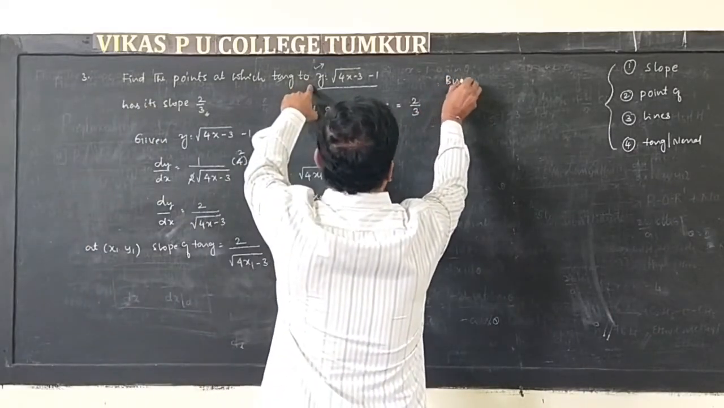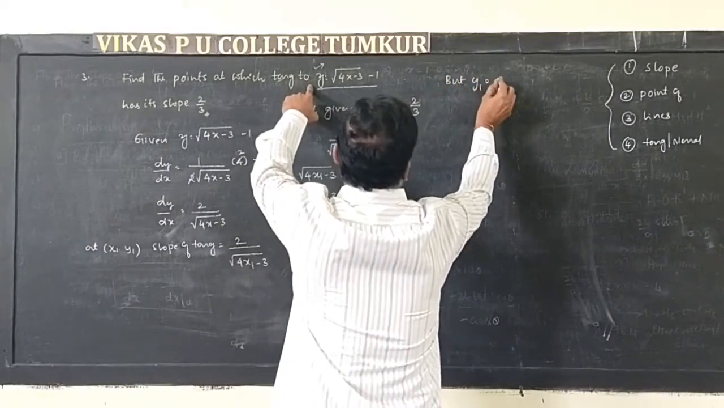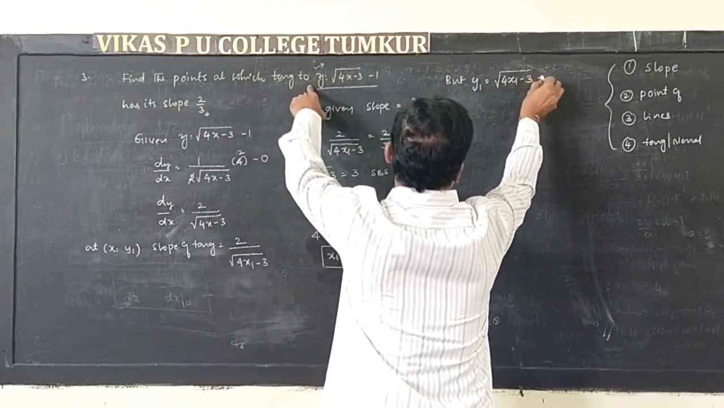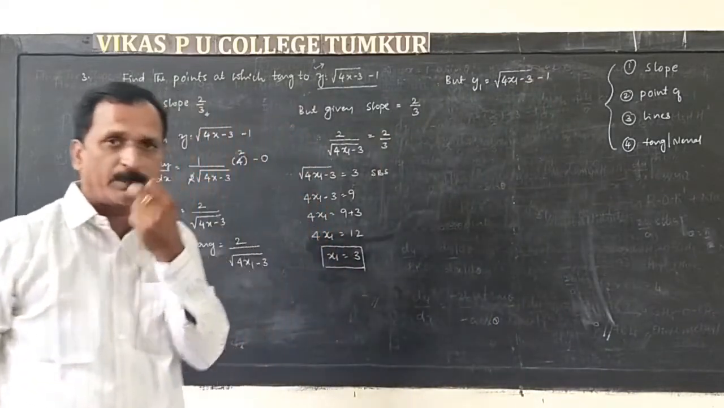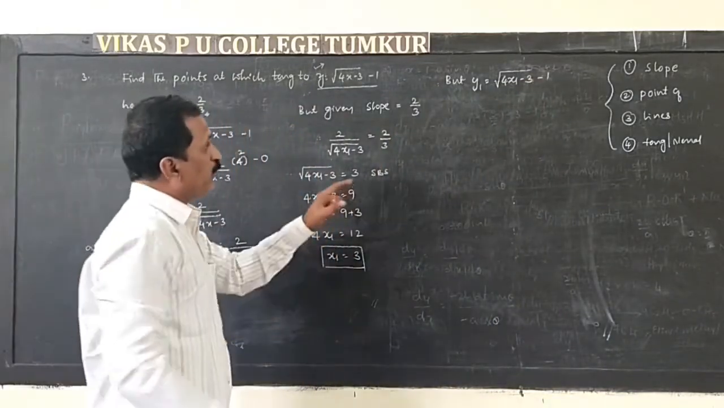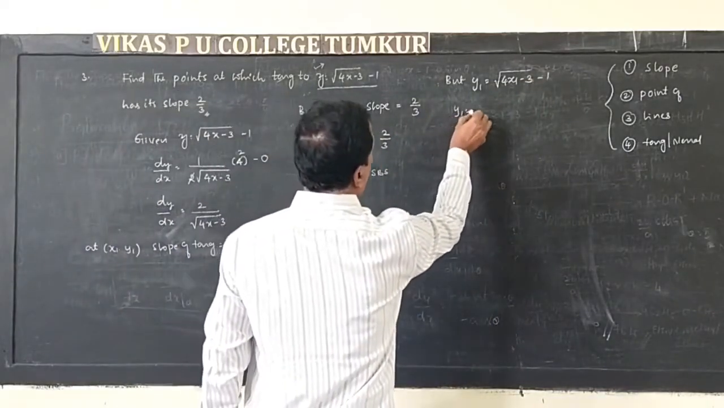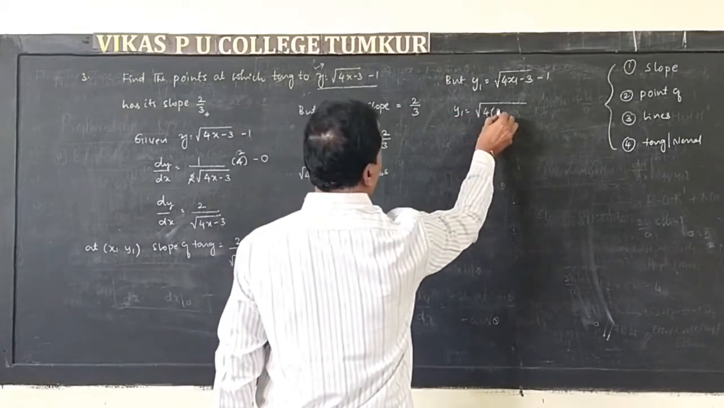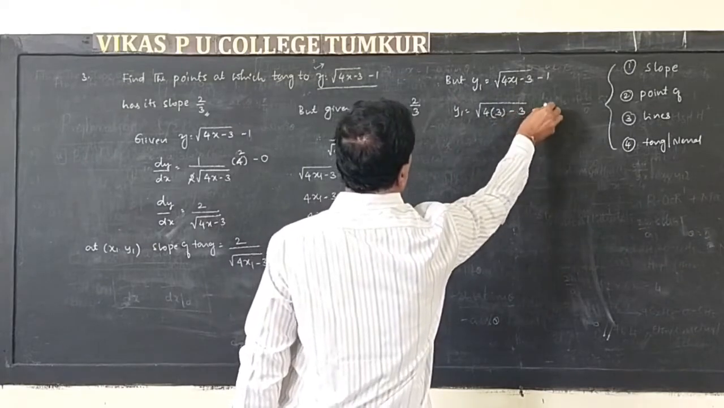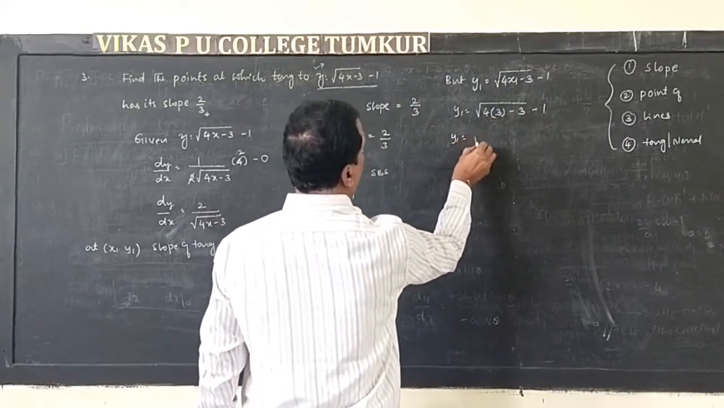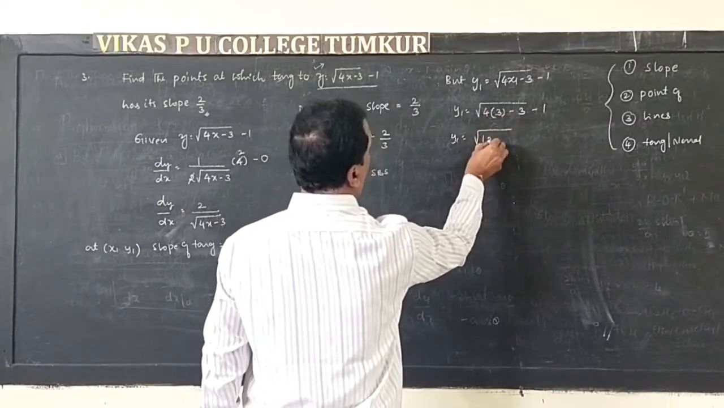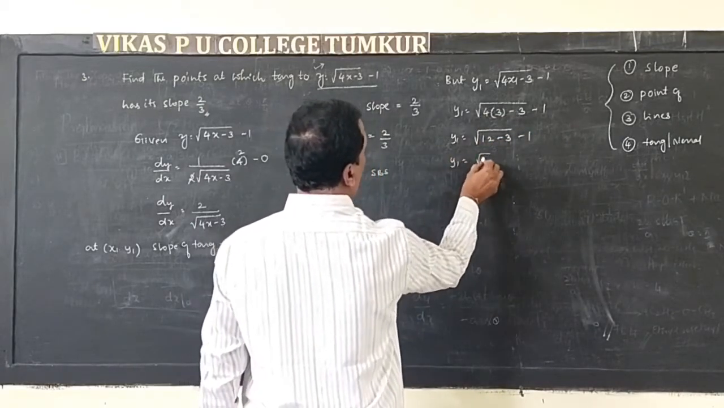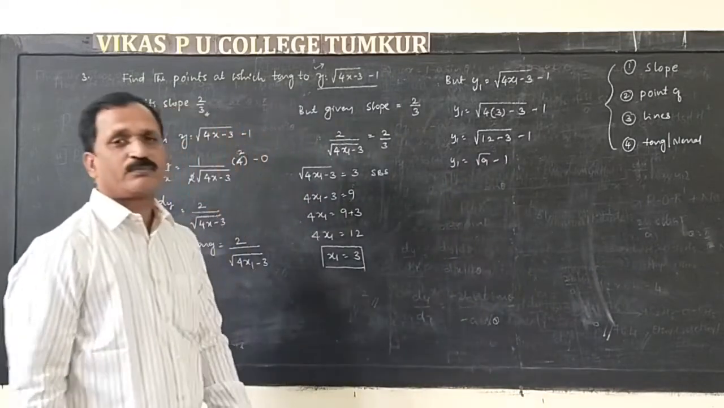But what is the value of y1? y1 is equal to square root of 4x1 minus 3, minus 1. Substituting the x1 value, y1 is equal to square root of 4 into 3 minus 3, minus 1. y1 is equal to 4 times 3 is 12, minus 3, minus 1. y1 is equal to root 9 minus 1.